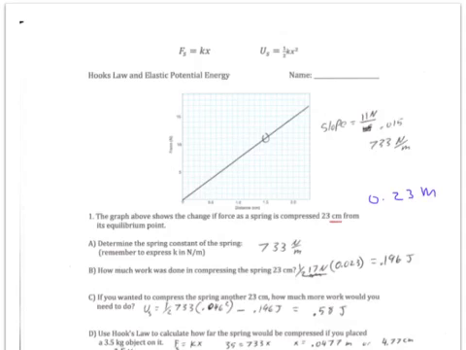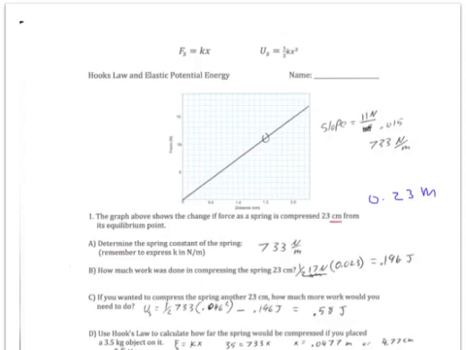So what I have then is 11 newtons divided by 0.015 meters gives me a spring constant of 733 newtons per meter. Notice this is newtons, this is meters, and so therefore this slope is the spring constant in newtons per meter, right there.